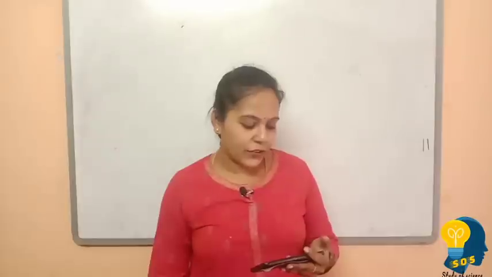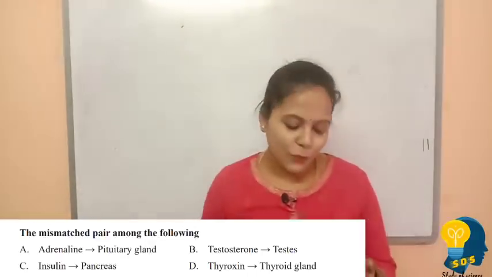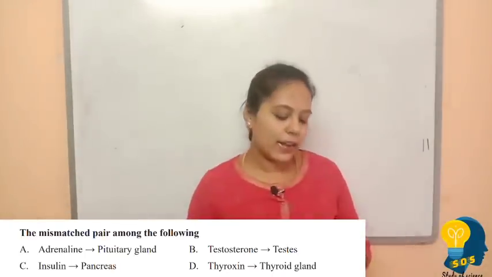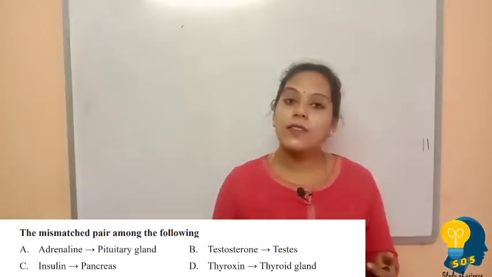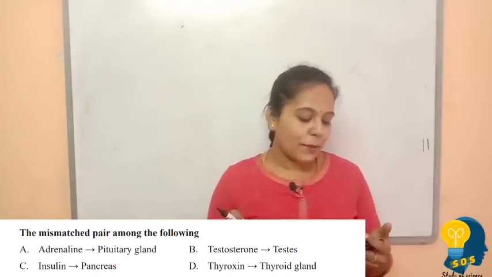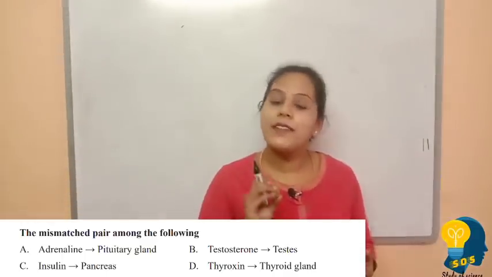Moving to the 70th question, the mismatched pair among the following. You can look at the options on the screen. Option A, adrenaline, pituitary gland. Option B, testosterone, testis. Option C, insulin, pancreas. Option D, thyroxine, thyroid gland. See here, you have to look for the mismatch, not the correct one. Option A, adrenaline. What is adrenaline? Adrenaline is an emergency hormone. Released by which gland? Released by the adrenal gland. So they gave pituitary, so it's a wrong one. Put it as wrong.